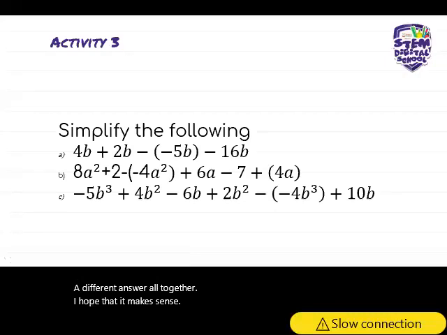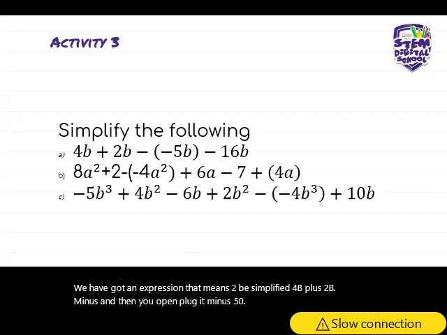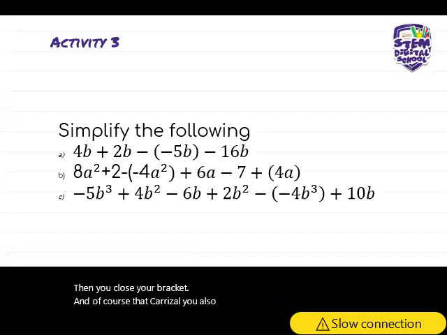Right, can we just simplify this? Let's rather simplify. Can we simplify this? We have got an expression that needs to be simplified: 4b plus 2b minus, and then you open bracket, minus 5b. Then you close your bracket. And of course, it carries on. You also have b and c. Let's simplify those.